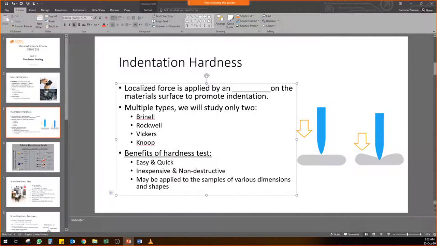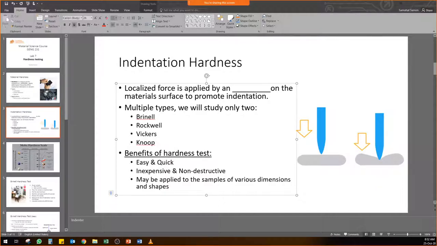Indentation, as I told you, is localized plastic deformation, pushing at one point of the sample, not all of it. If this is your sample, the gray color, you use a small pen or pin to push only a small part of your sample. You don't press or pull the whole thing. You measure how much force you put and how much of a hole it makes, and this force and hole will tell you the resistance to localized plastic deformation. Localized means at one point only.